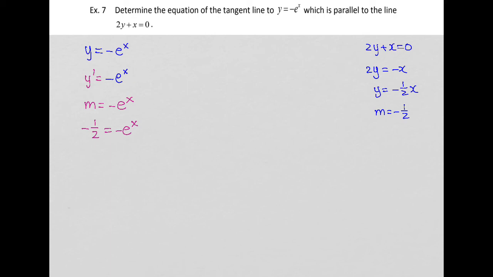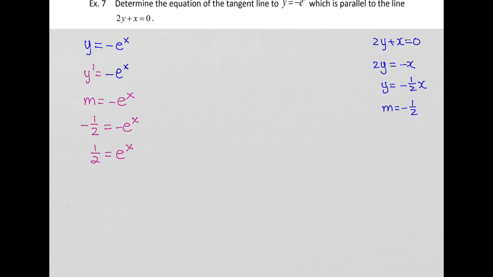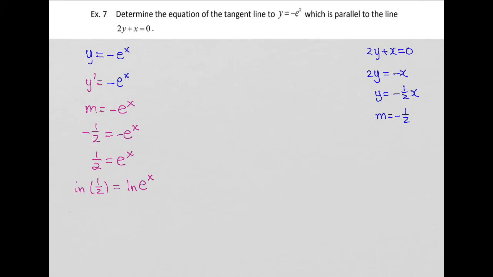Multiply by negative 1 on both sides. And this time, we're looking for a variable that is in the exponent, so we have to take ln on both sides. So ln 1 over 2 equals ln e to the exponent x. So if you have a division inside the ln, that really means subtraction between the ln. So that means ln 1 minus ln 2 equals x ln e.